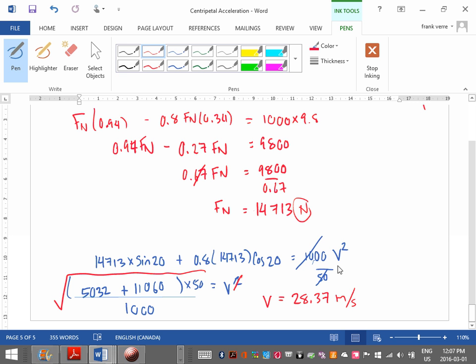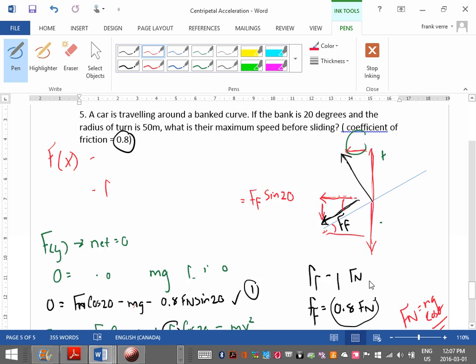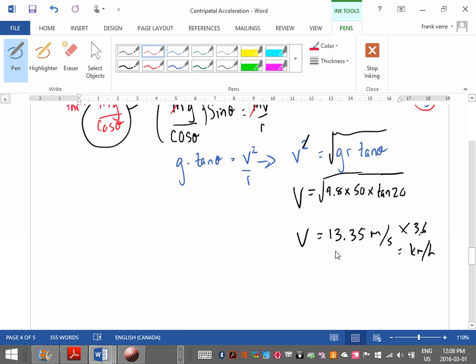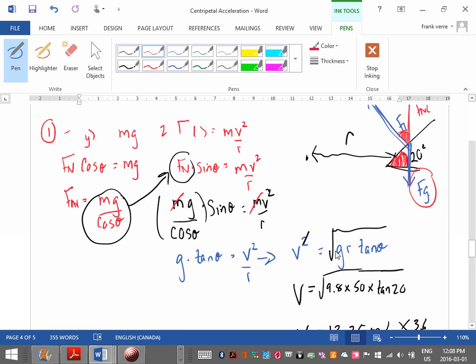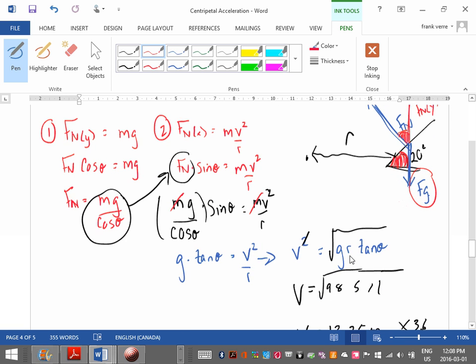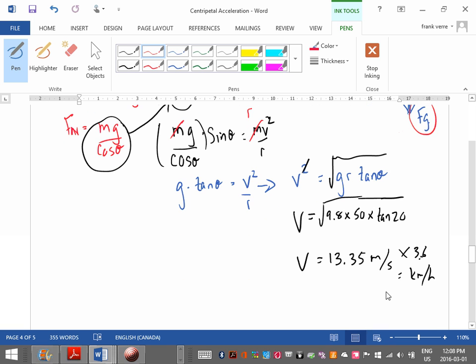Now, does it make sense? Look, this number is 28.37. What was the answer to the question without friction? It was 13.35, right? To me, that sounds reasonable because if we go faster without friction, which way will the object slide? Will it slide up? But because there's friction, it will prevent it from sliding up. So we know the number has to be bigger than 13.35. Seems reasonable.